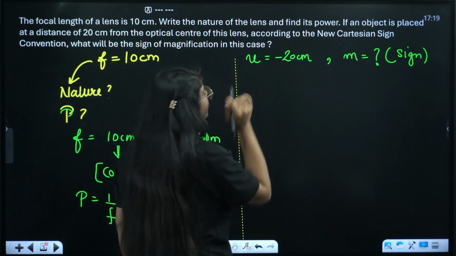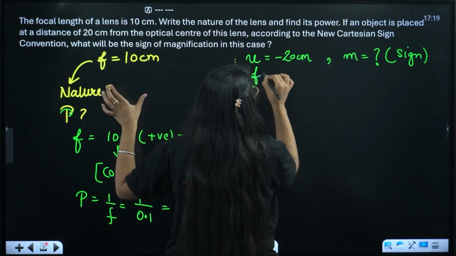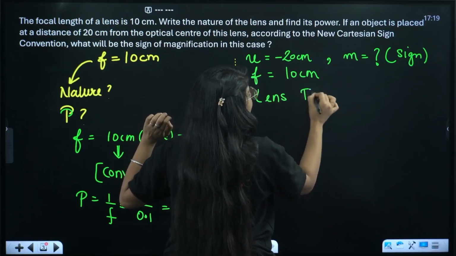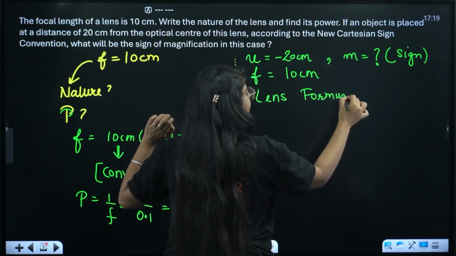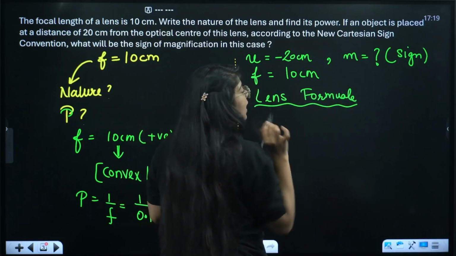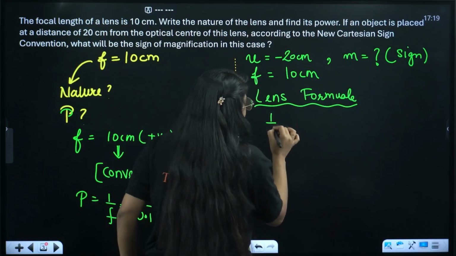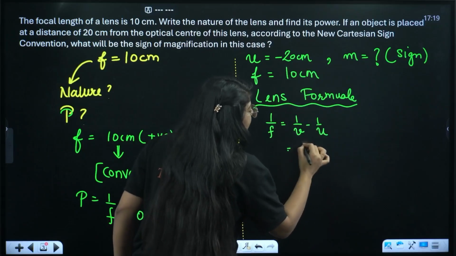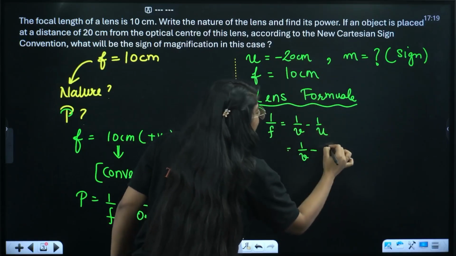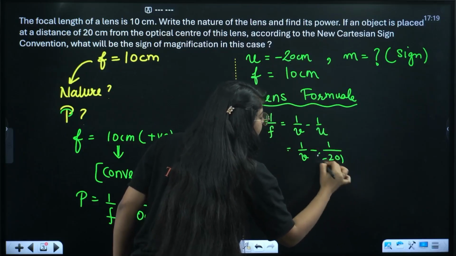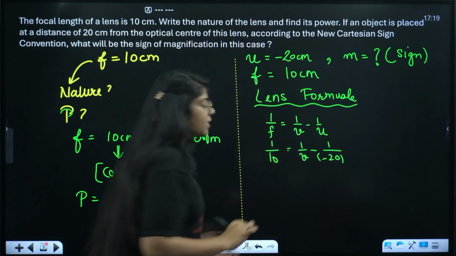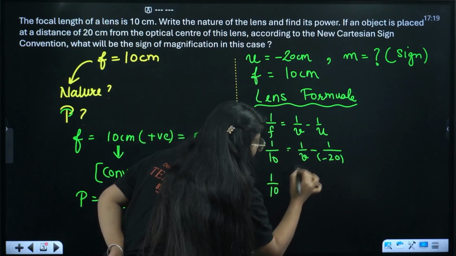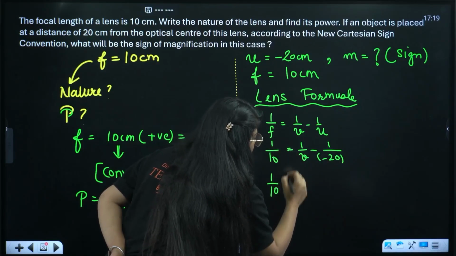Let's solve it. u is given. See, f is also given. f is 10 centimeter. Now can I use the lens formula and directly calculate my v? The image distance I can directly calculate, right? So 1 by f equals 1 by v minus 1 by u. Now 1 by v I have to find, and minus 1 by u will be minus 1 by minus 20. Be very careful while writing the signs. This will be the formula, right? Now if I take this here, this will be 1 by 10. This is positive. If it comes here, it will become negative.